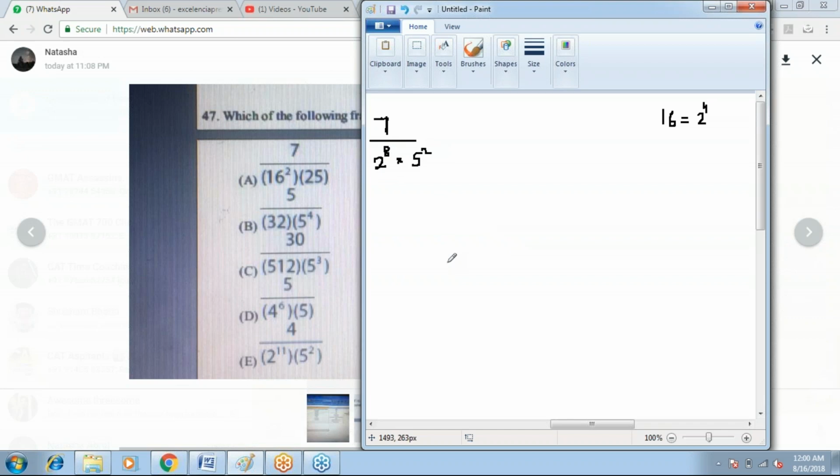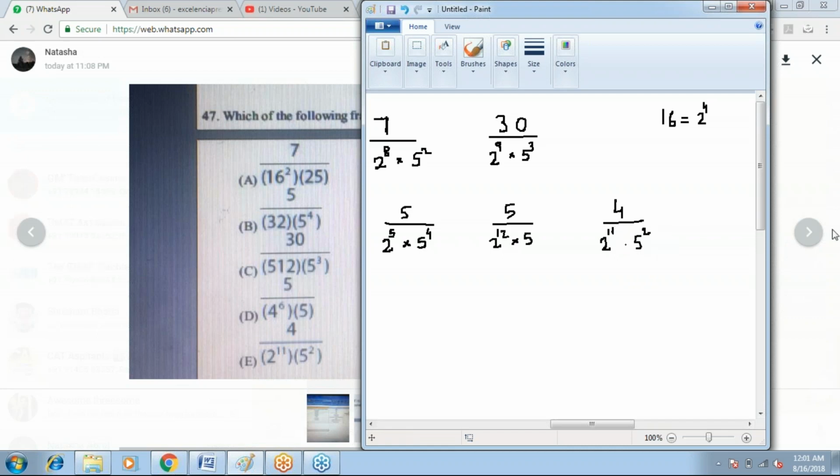Will this work? Okay. Next number is 5 upon 2 to the power 5, 5 to the power 4. Third number is 30 over 2 to the power 9, since 512 is 2 to the power 9, and 5 cube. Fourth number is 5 upon 2 to the power 12 into 5. And fifth number is 4 over 2 to the power 11 into 5 square.